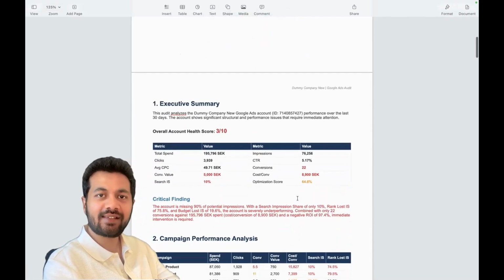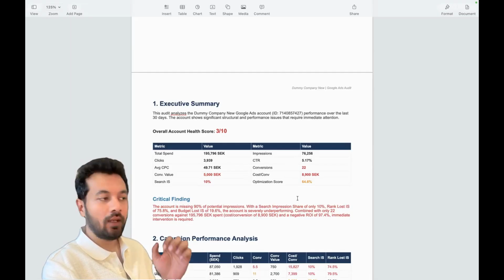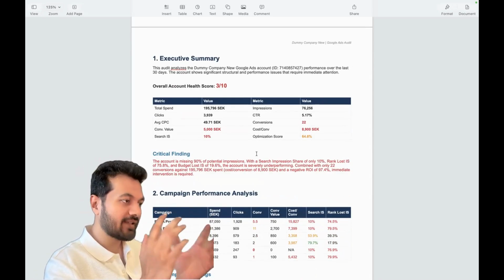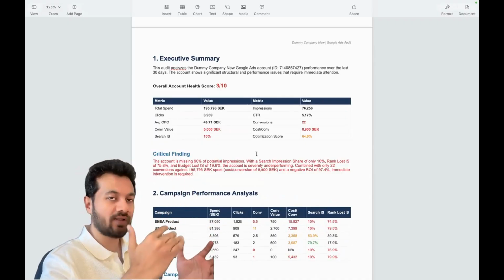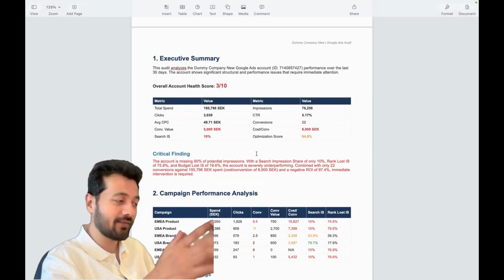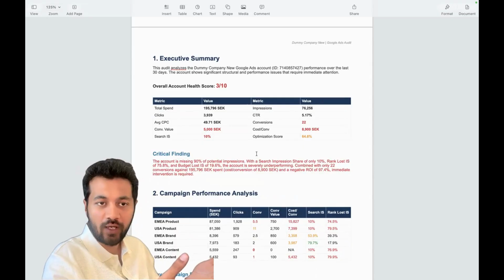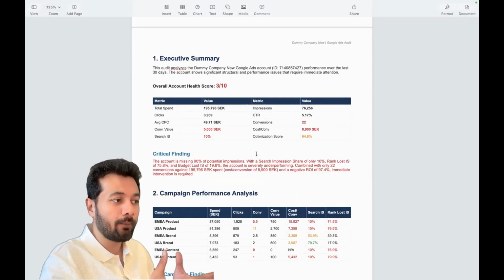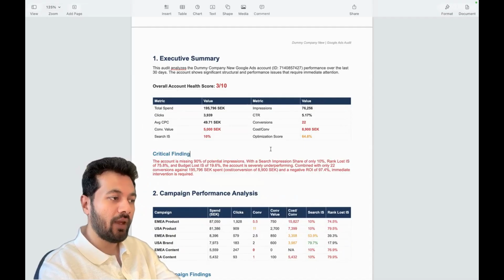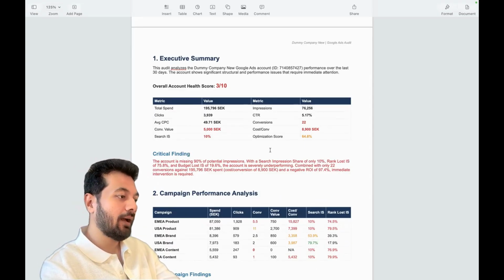The audit takes into account everything important around the Google Ads account. It starts off with an executive summary. It gives you an overall health score and tells you what the total metrics look like: total spend, clicks, CPC, conversion value. Here, it's also pointed out the search impression share, which is how much they are showing up on searches for their keywords, and it's very, very low at this point in time. It's also mentioned the optimization score, cost per conversion, and total conversions, which is picked up from HubSpot, right?